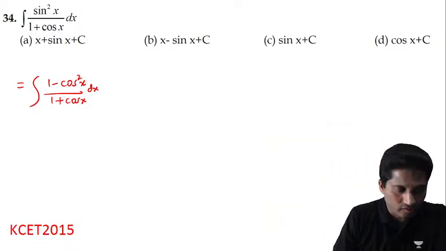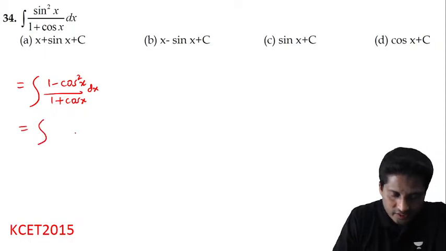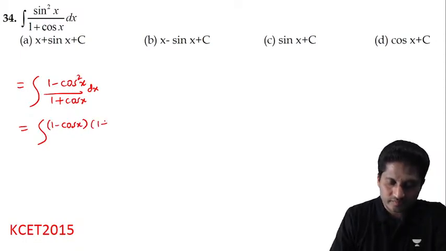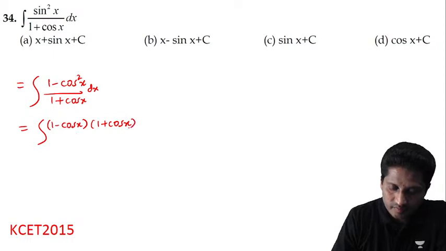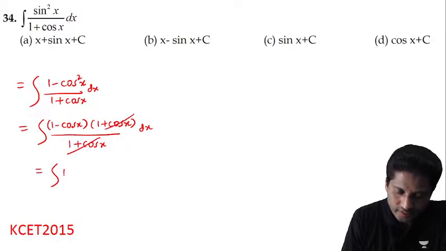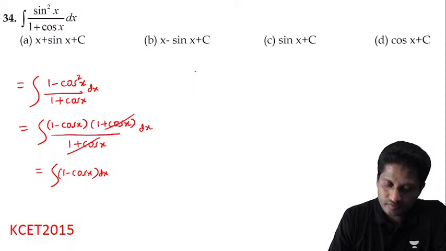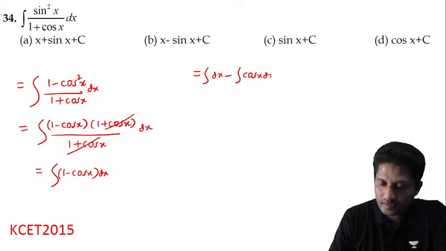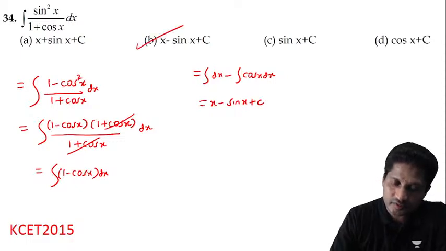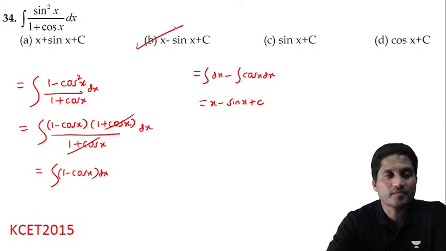Right, sine square I wrote 1 minus cos square. Can be written as integration of 1 minus cos x into 1 plus cos x, then whole divided by 1 plus cos x. Okay, I'm going to cancel this 1 plus cos x. Integration of 1 minus cos x dx. I get integration of dx minus integration of cos x dx. Integration of dx is x, integration of cos x is sin x plus c. Answer is option. Let's move to the next question.